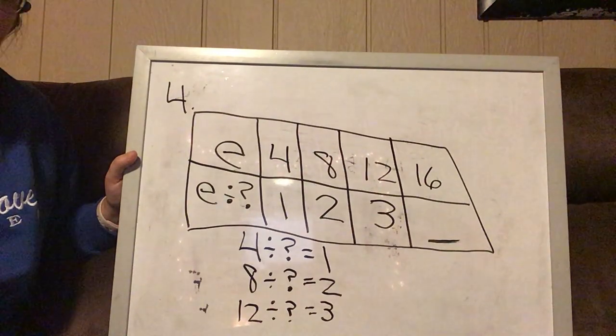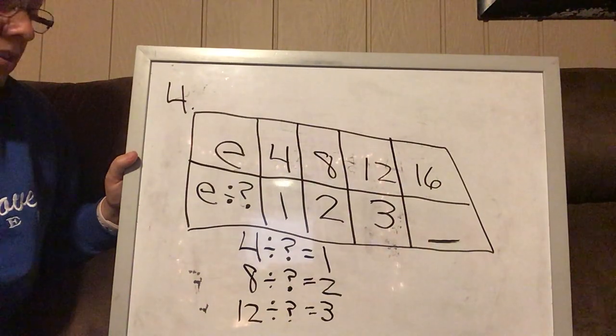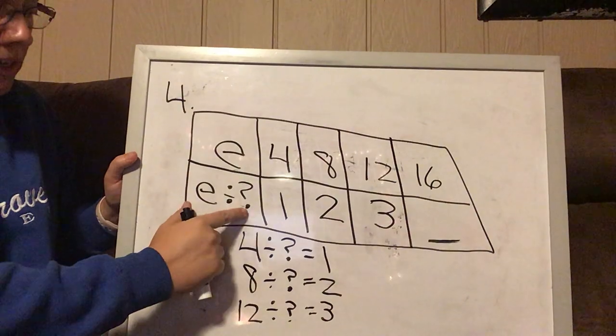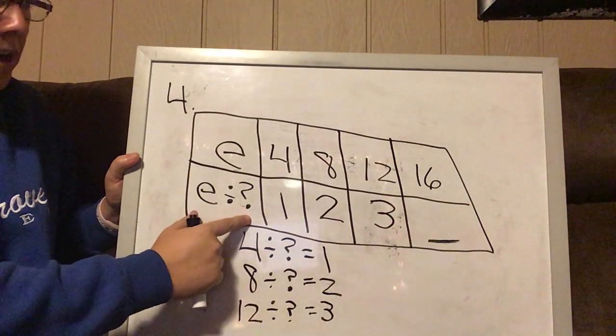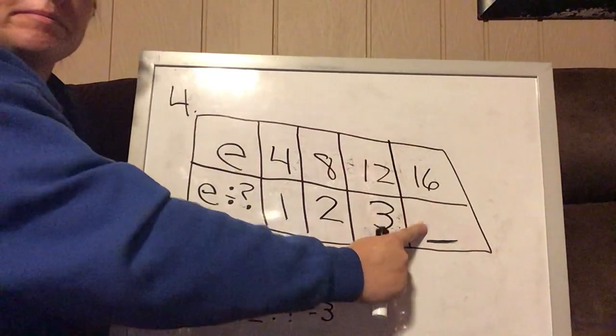Alright, I want you to turn to a friend that is in your area, staying in your seat. I want you to tell them what you found. What was our missing number here? E divided by what? And then also tell them what was our missing number in our table here.